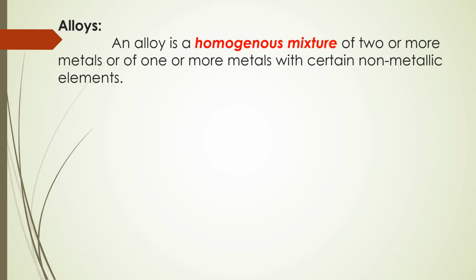Therefore, an alloy is a homogeneous mixture of what? Of two or more metals, or one or more metals with certain non-metallic elements. So an alloy can be made from either two or more different types of metals, or metals and non-metals. But they have to be mixed homogeneously. Let us see some examples of alloys.